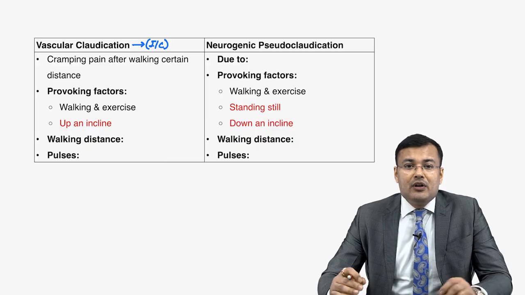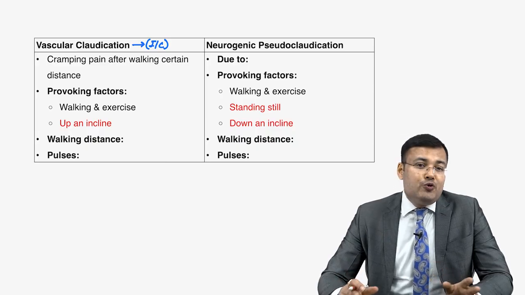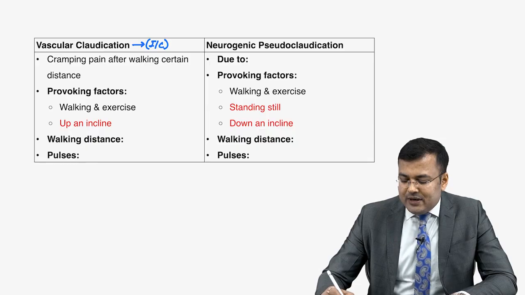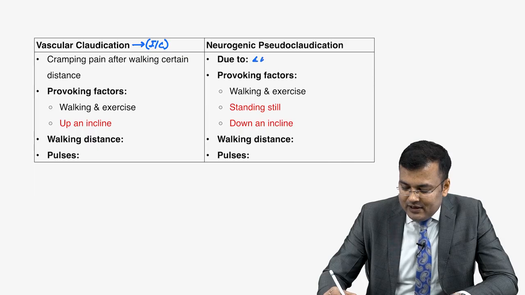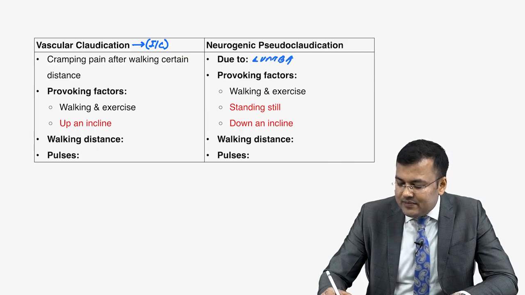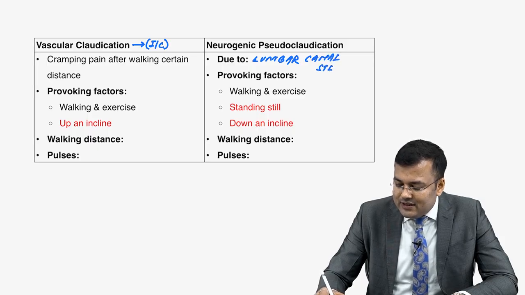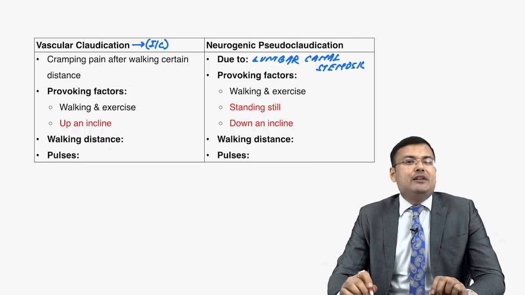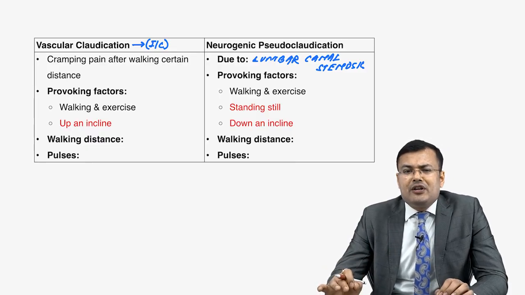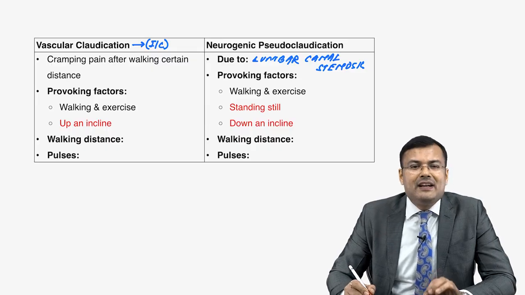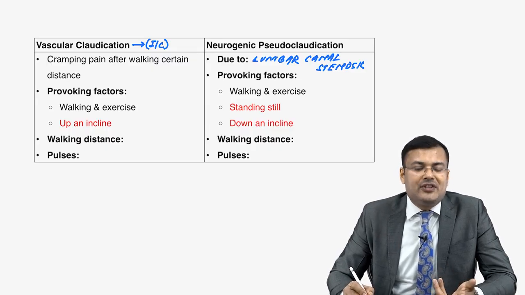That's why it is called pseudo-claudication or neurogenic claudication. So first tell me, what is the cause of this neurogenic pseudo-claudication? It is because of lumbar canal stenosis. First important point. Second, what is intermittent claudication? It's the cramping pain after walking for a certain distance. In the majority of patients, the walking distance is fairly constant. That is known as claudication distance.